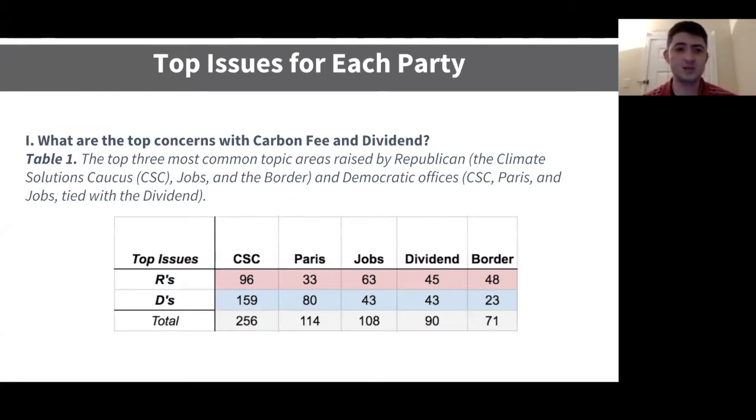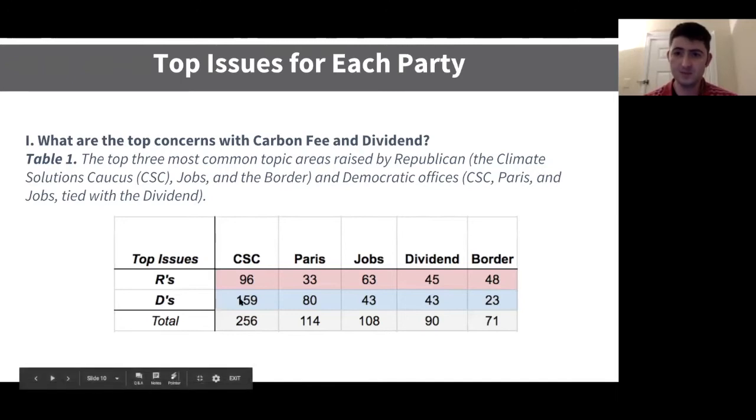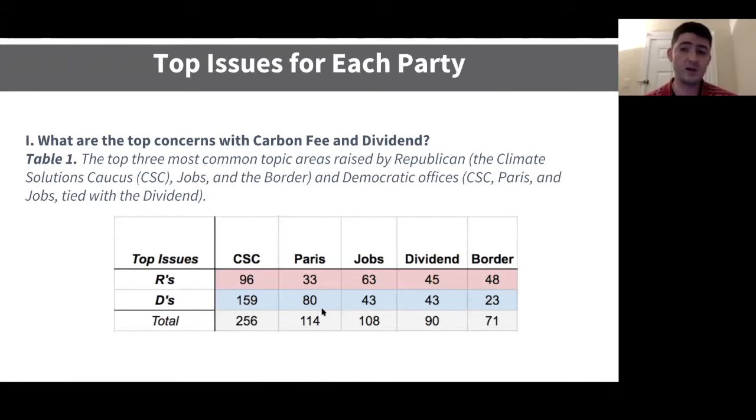So this first chart, you've seen it, you have a chance to study it. This is the first section in that sheet. And these are the top concerns for carbon fee and dividend for both Republicans and for Democrats. And the top 3 concerns raised by a Republican were the Climate Solutions Caucus, or CSC, jobs, and the border. For Democratic offices, they were the Climate Solutions Caucus, the Paris Agreement, and specifically Trump's pullout of the Paris Agreement, and jobs. Jobs was actually tied with the dividend, both being mentioned in 43 Democratic offices.